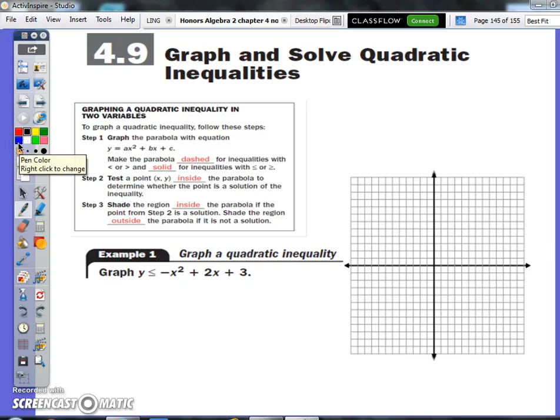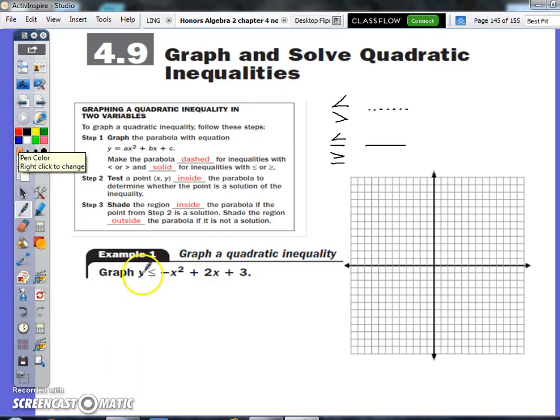Graph and solve quadratic inequalities. So we're graphing inequalities just like we did before, except now they're parabolas. If you have less than or greater than, there's a dotted line. For less than or equal to or greater than or equal to, it's a solid line. Things you need to remember. And you graph them just like we graphed before.